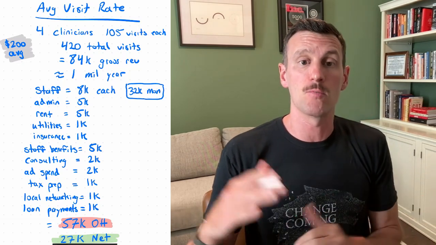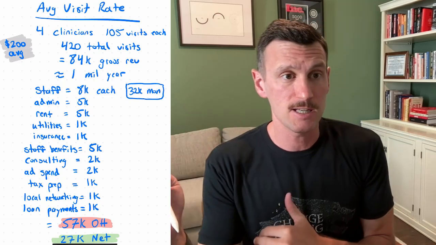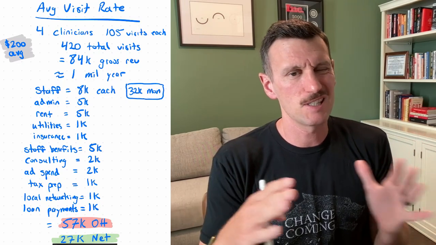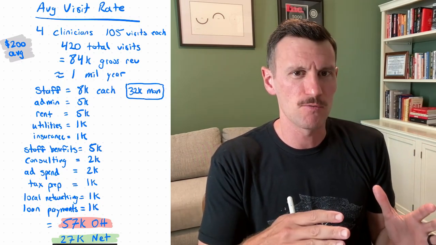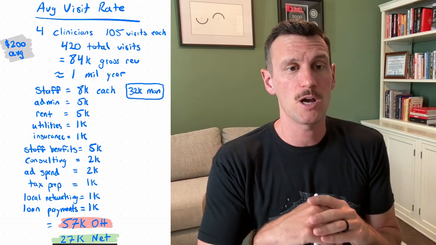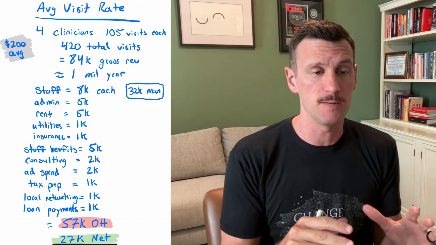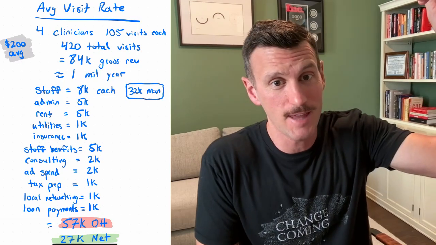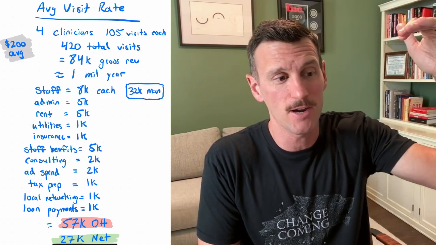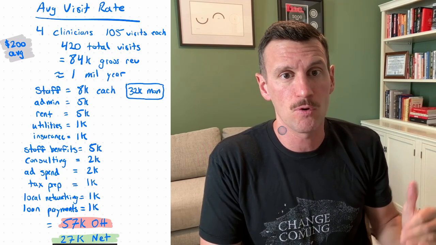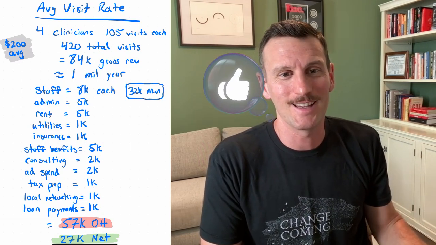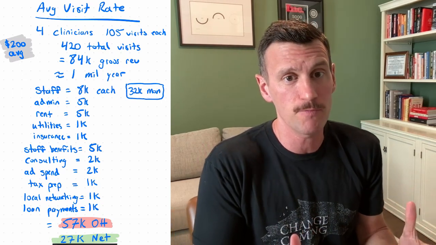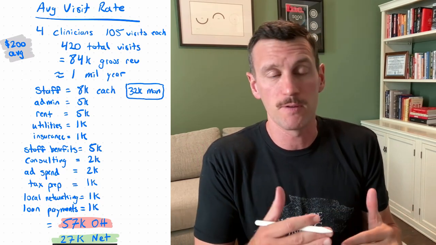I understand that certain markets are different than others. If you're in Manhattan, it's going to be different than if you're in Memphis, Tennessee. But across the board, we're seeing that the average visit rate needs to be about $200 per hour in order to have a profitable practice. It's probably going to be higher if you're in the San Francisco Bay Area, and a little bit lower in a rural area like Columbus, Georgia. But the reality is it's going to be roughly the same for most people in between.